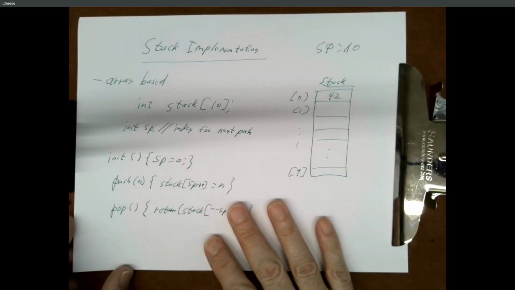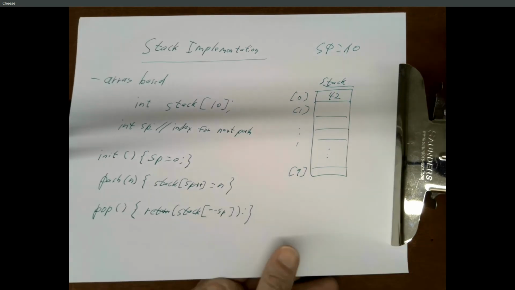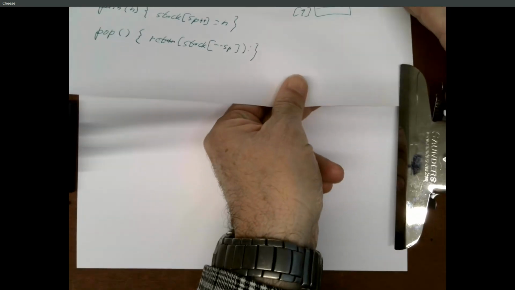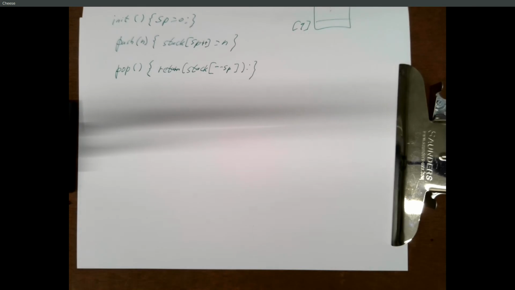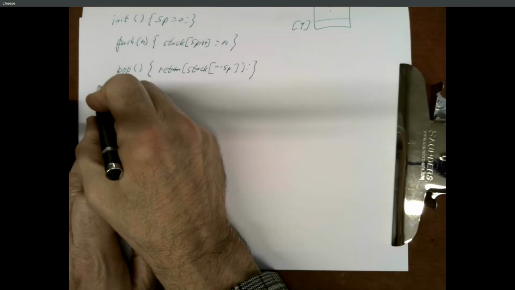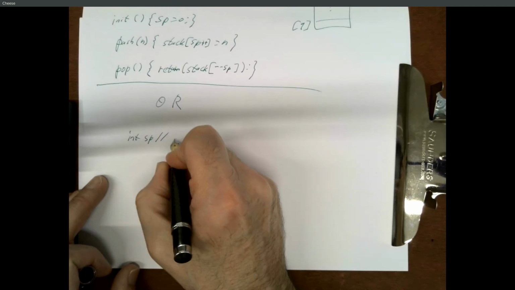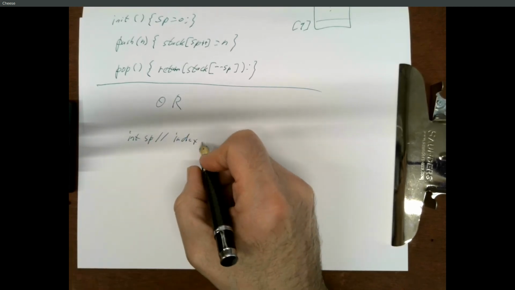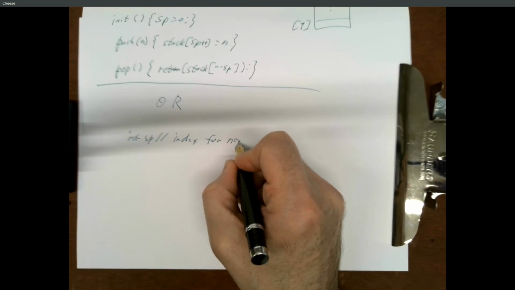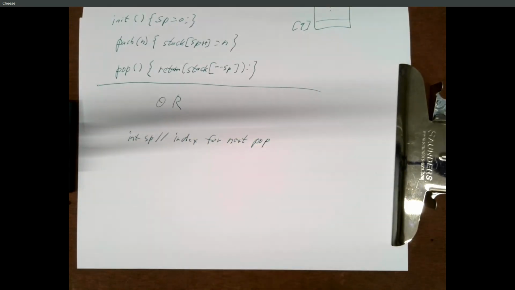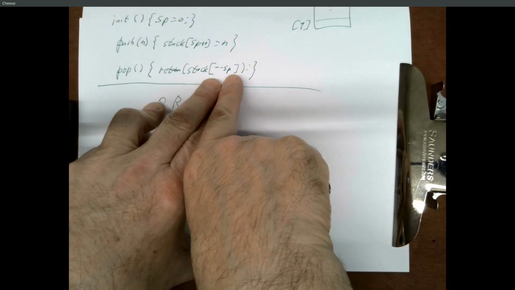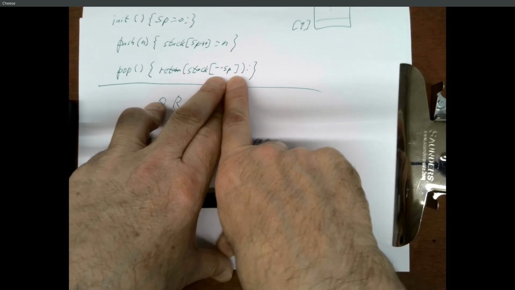All right, so stack implementation. Here's one way to do this: push, pop. Let me show you a different way to do this. We can think of SP as the location for the next pop. SP tells us where we should pop the next thing from. The way we just did this, SP was one more than the last pop, so to do a pop, we had to decrement SP.